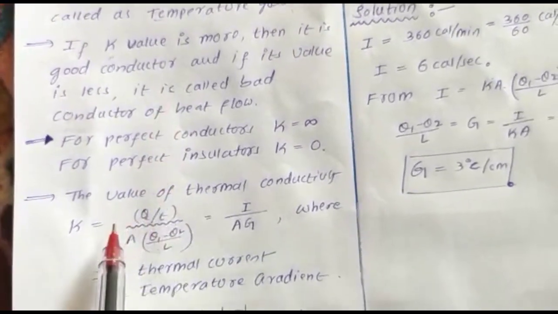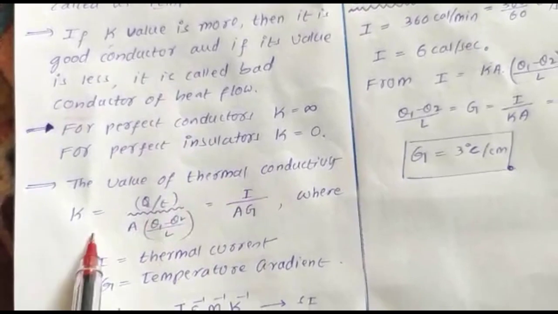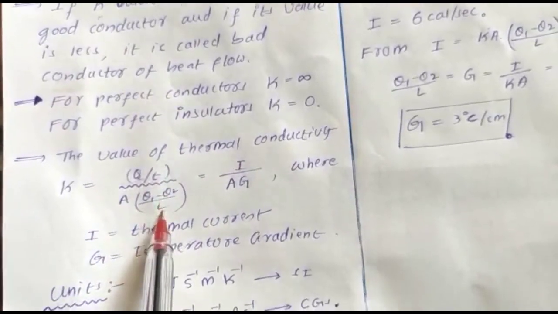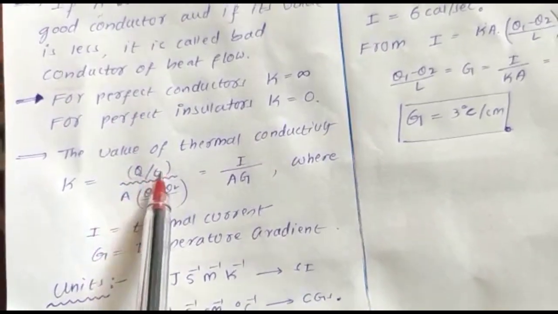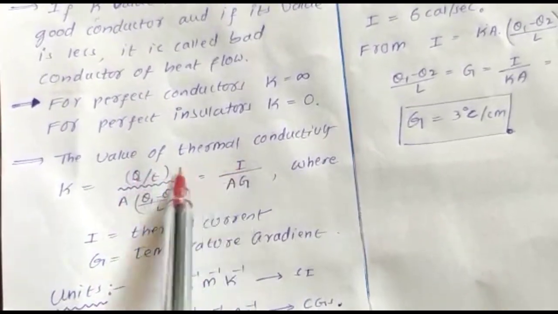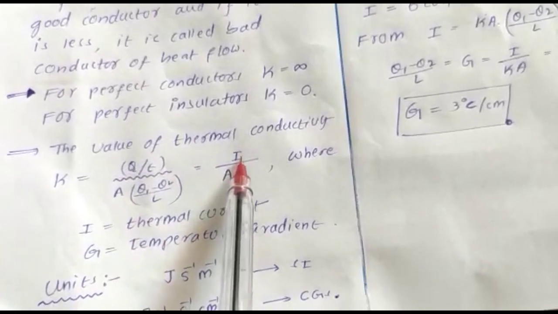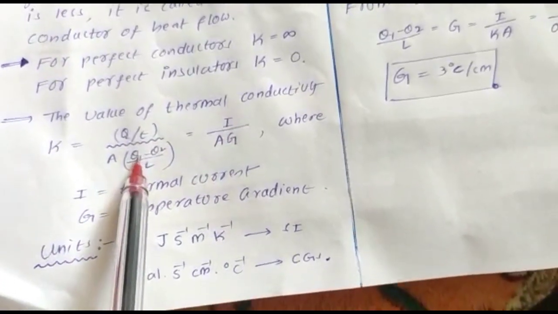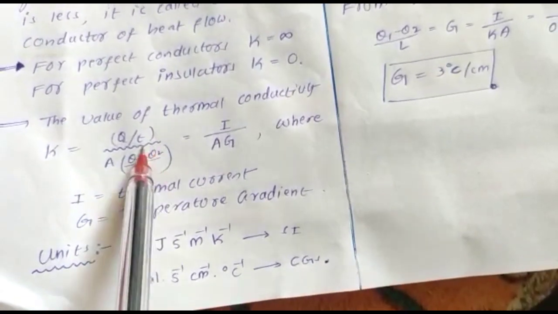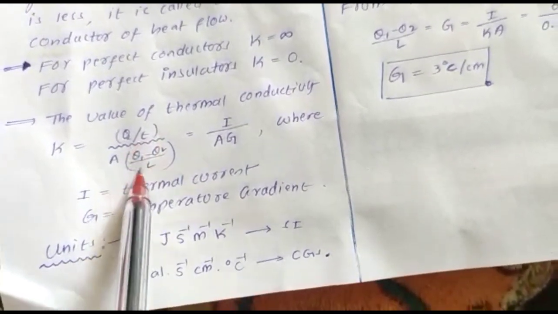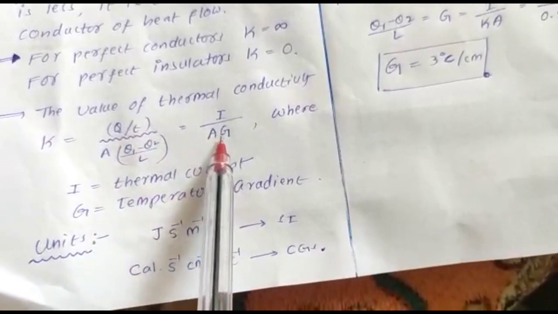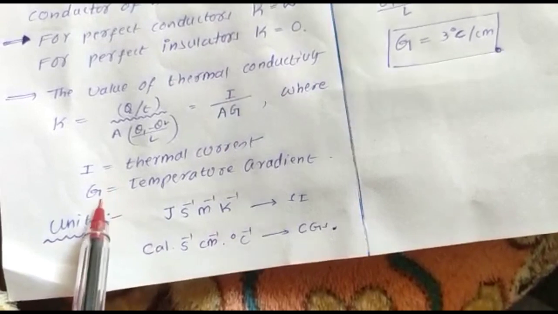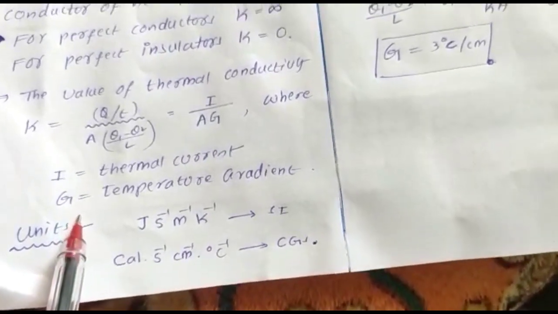Now from this, the value of thermal conductivity K is equal to (Q/t)·(1/A)·(L/(theta 1 minus theta 2)). Already we know that this Q by t is called the thermal current, and in place of Q by t I am writing I, and in place of A I am writing A only. In place of (theta 1 minus theta 2) by L, already we discussed that this is called the thermal gradient. Therefore the thermal gradient symbol is G. Therefore here I is the thermal current and G is the thermal gradient.